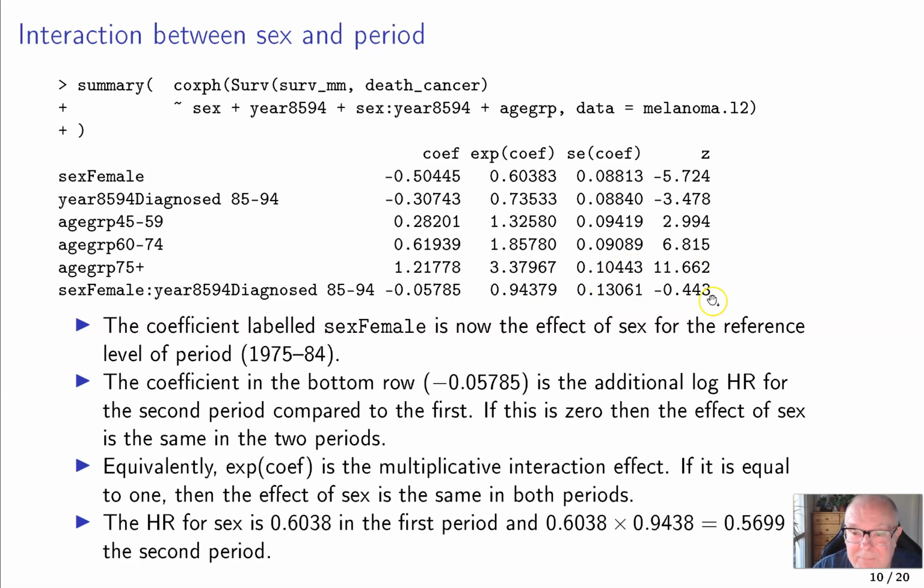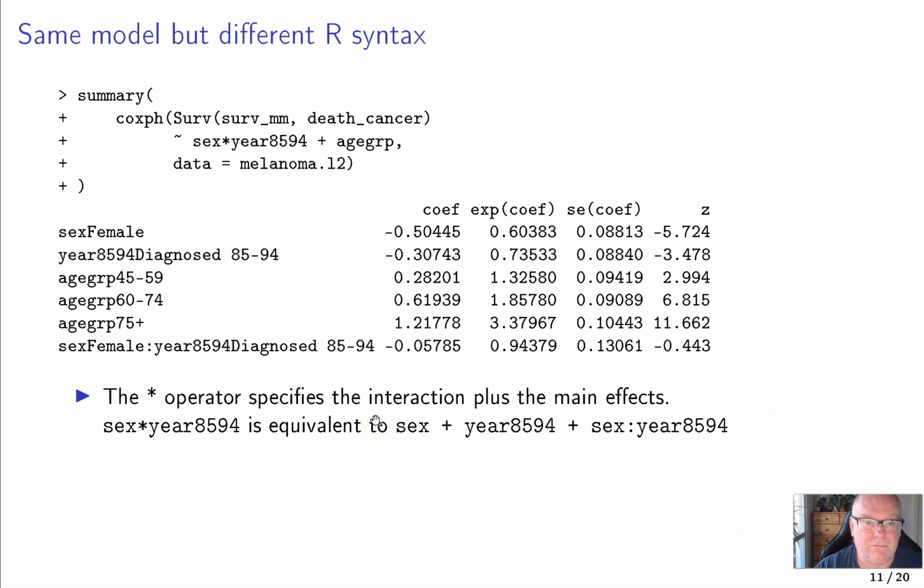And we have here a test. Is the coefficient 0? So here we have the p-value for the test of the null hypothesis that this parameter is 0. And there's no evidence against the null hypothesis. So there's no evidence of a statistically significant interaction. There's no evidence that the effect of sex differs between the two periods. Now, we can fit the exact same model, but with a slightly different R syntax.